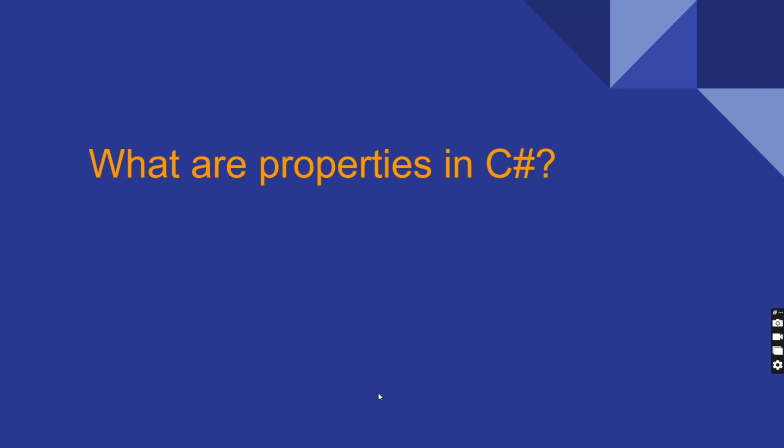Good morning friends. Today we are going to learn about what properties are in C Sharp. In C Sharp, properties are a powerful feature that give you control over access to the fields, to get or set the value of the fields.